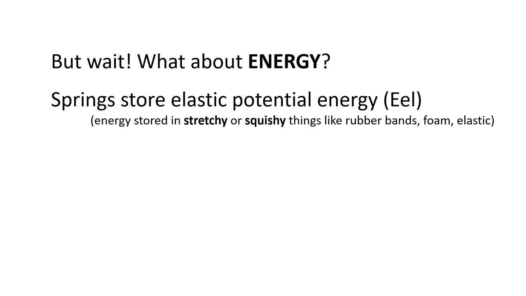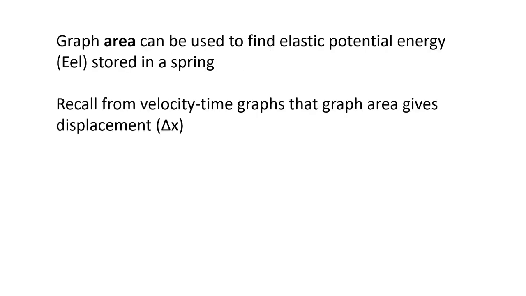So springs store what is called elastic potential energy, abbreviated with a capital E for energy and a lowercase el for elastic. This is the type of energy that is stored in stretchy or squishy things. So these are objects like rubber bands or squishable foam or elastic. To find the energy stored in a spring, we're going to use graph area. And so recall from earlier in our course that we've used graph area before. In fact, we've used velocity time graphs, the area of a velocity time graph, to find displacement.